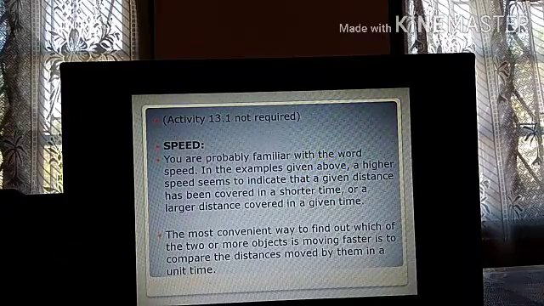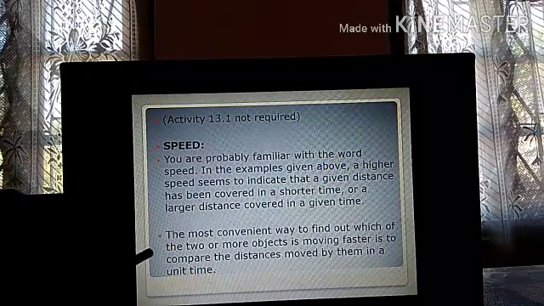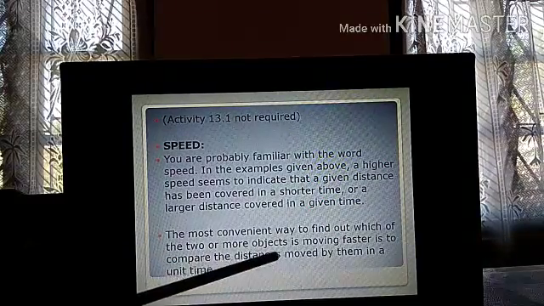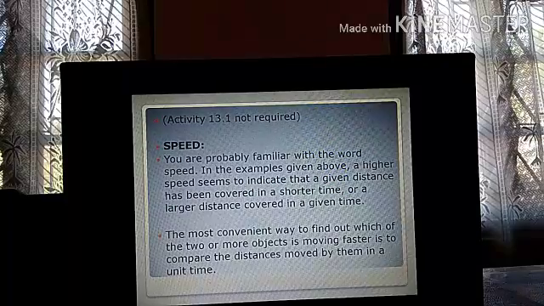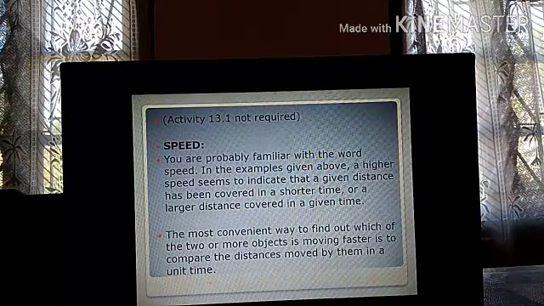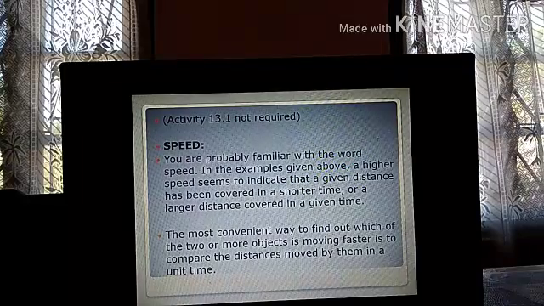So the most convenient way to find out which of the two or more objects is moving faster is to compare the distances moved by them in a unit time. Comparing. So how can you say that this is fast and this is slow? You have to compare the distances, isn't it?